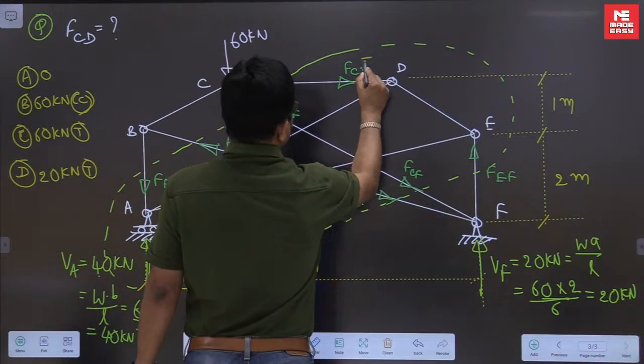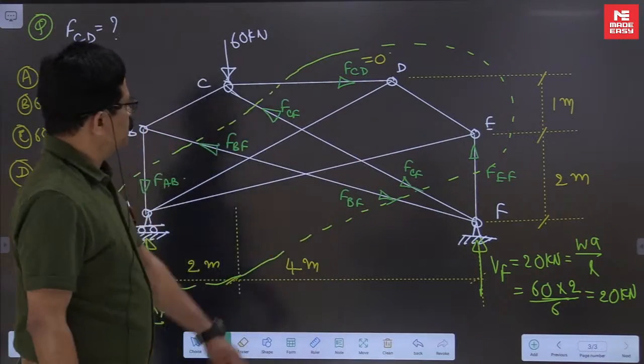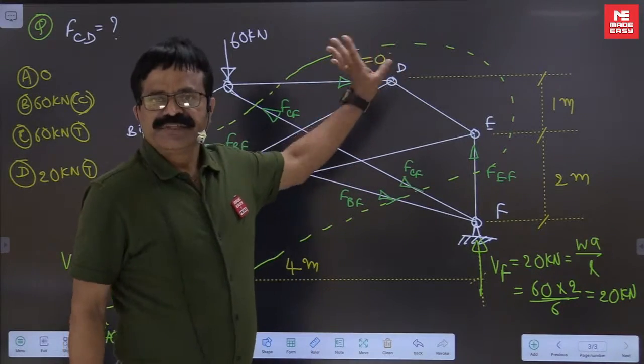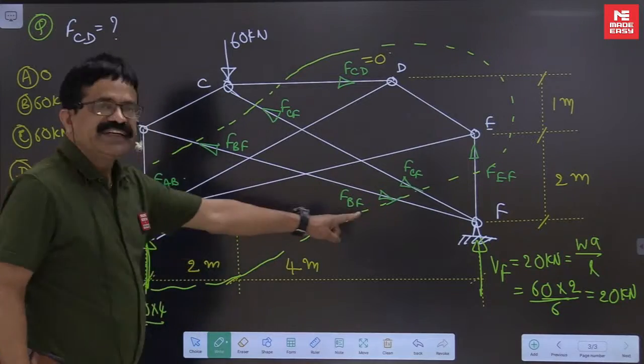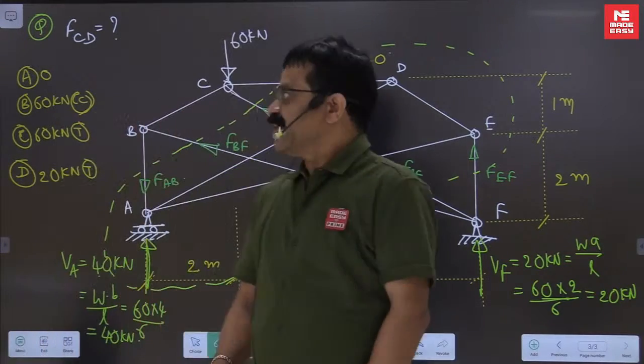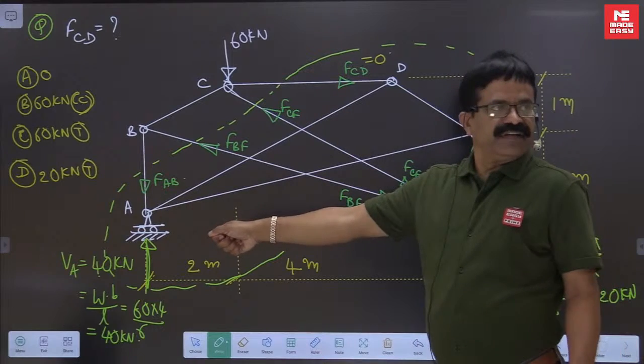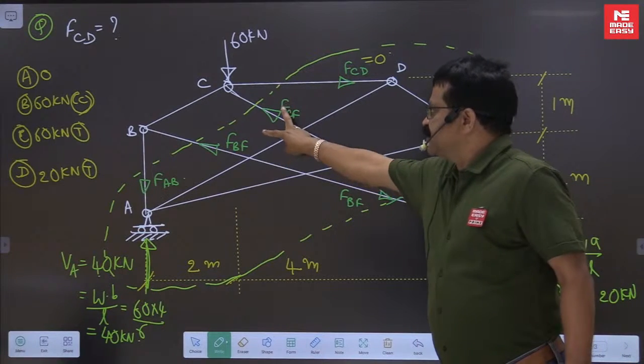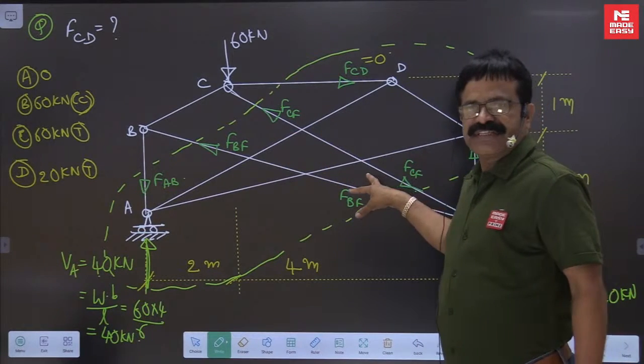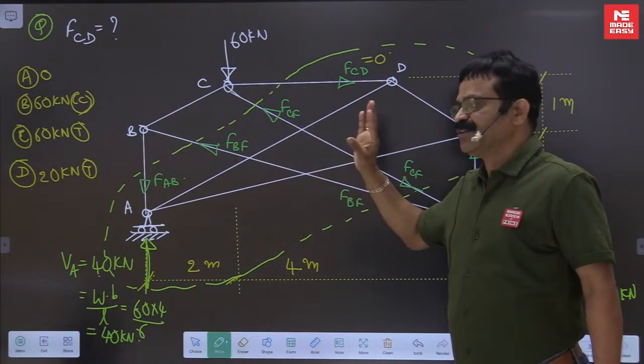So force in the member CD has to be 0. This analysis is for 2 minutes time. First find reactions. I want force in the member CD, so you cut it like this. In the process of cutting that way, these two members are getting cut at two places, so sigma x, sigma y, sigma m, they don't come.